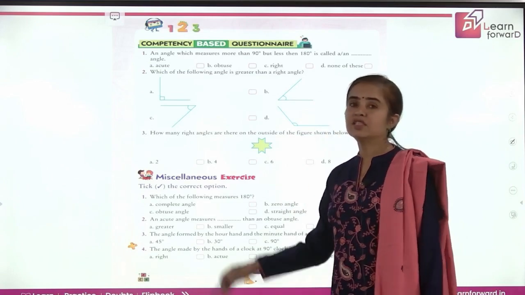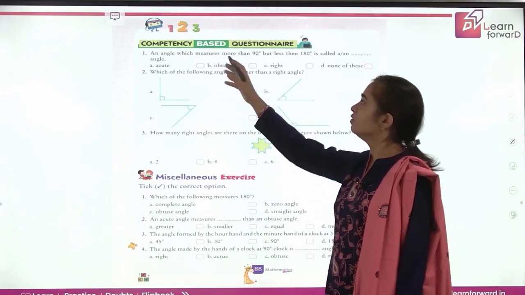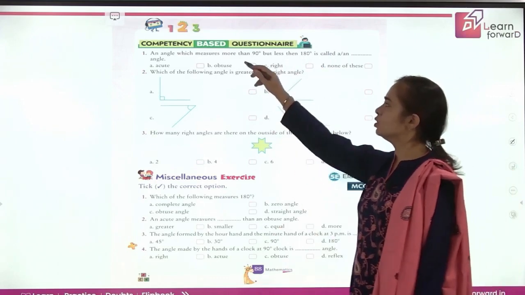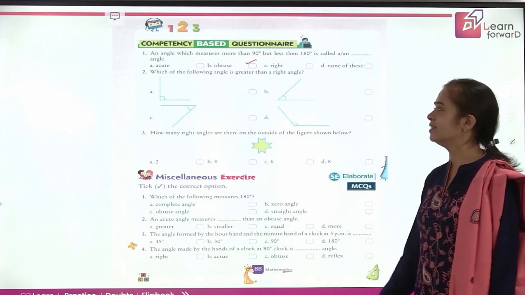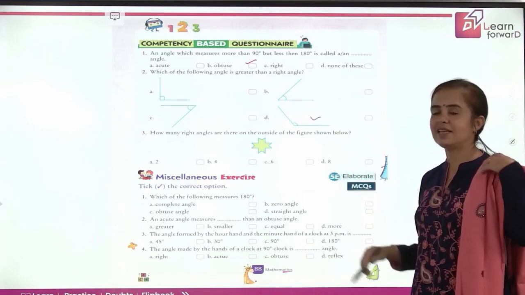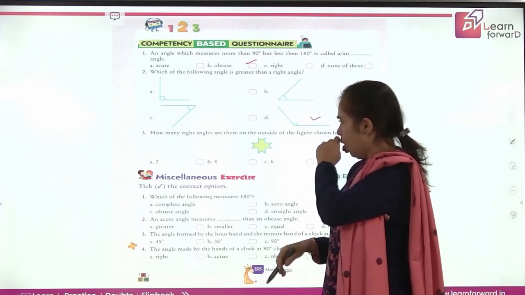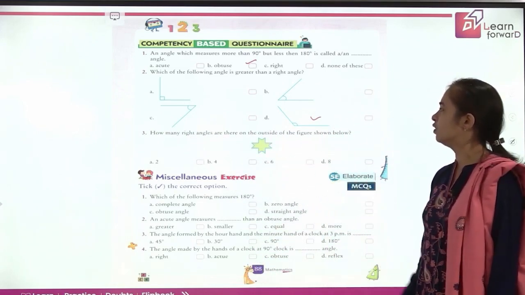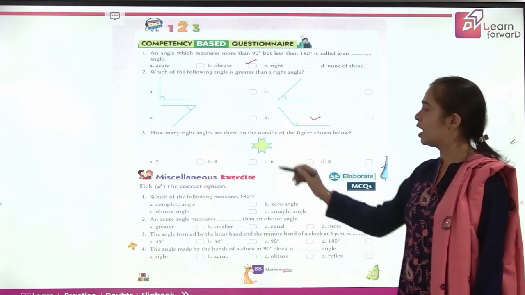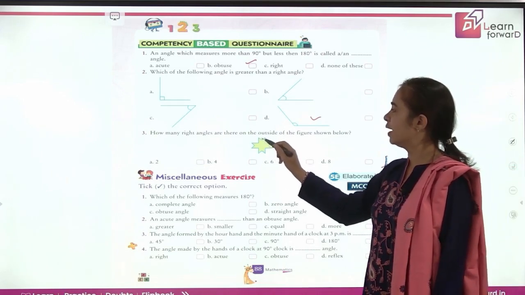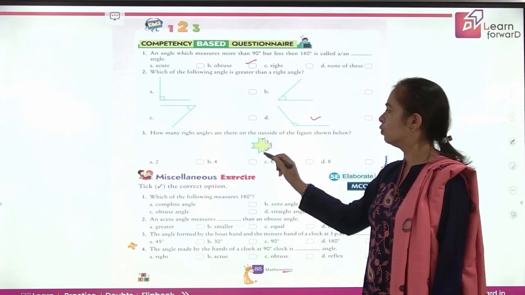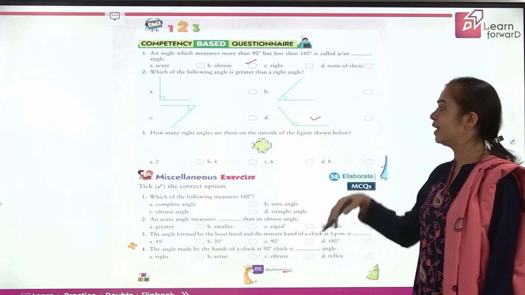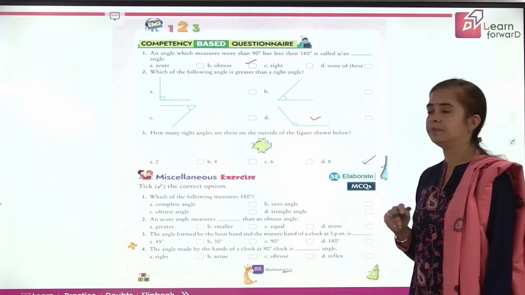Now here's an exercise for you, competency based questions. An angle which measures more than 90 but less than 180, what is it called? Obtuse. Which of the following is greater than 90 degrees? Only this, yes. How many right angles are there on the outside of the figure shown below? On the outside you have to see. So 1 angle, 2, then 3, 4, 5, 6, 7, 8. So in total there are 8 angles in the exterior of this shape.